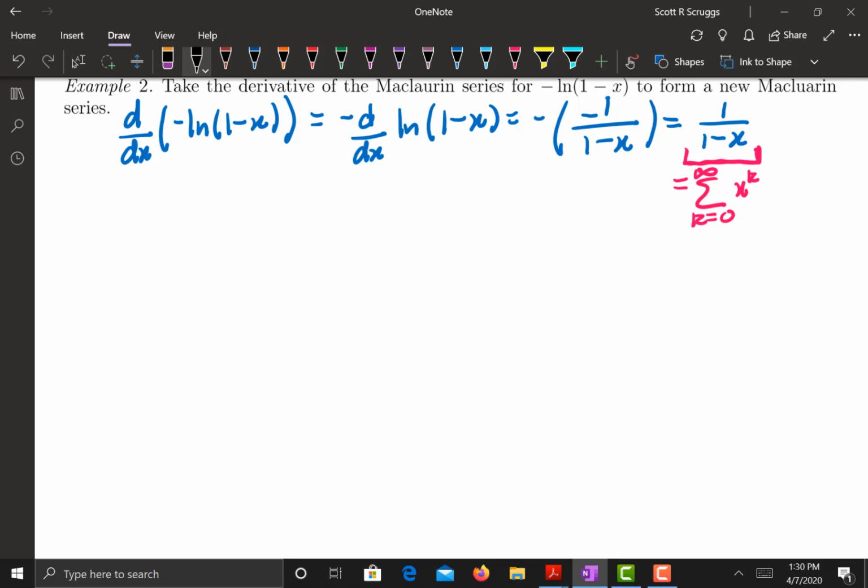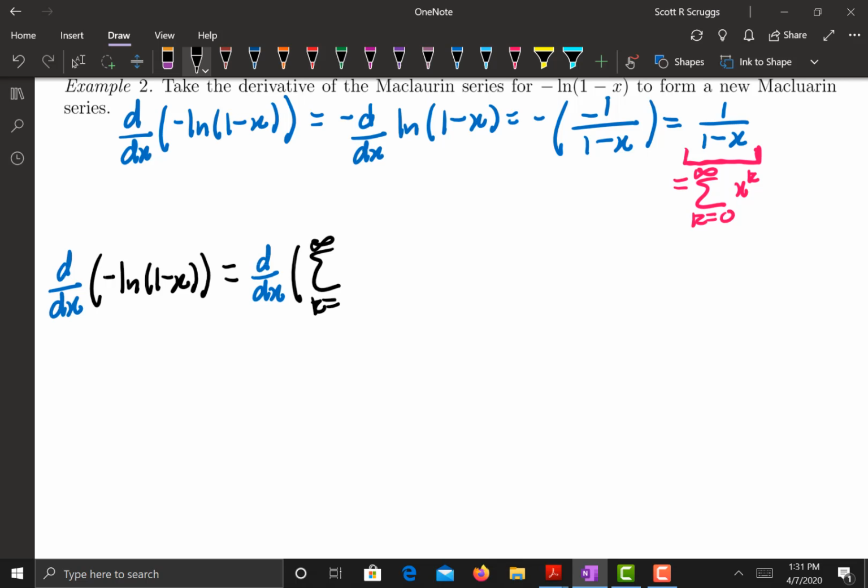So let's go ahead and take the derivative again. The only difference this time is we're now going to do it term by term. All right, take derivative. And our derivative for negative natural log of 1 minus x is the sum going from k equals 1 to infinity of x to the k over k.